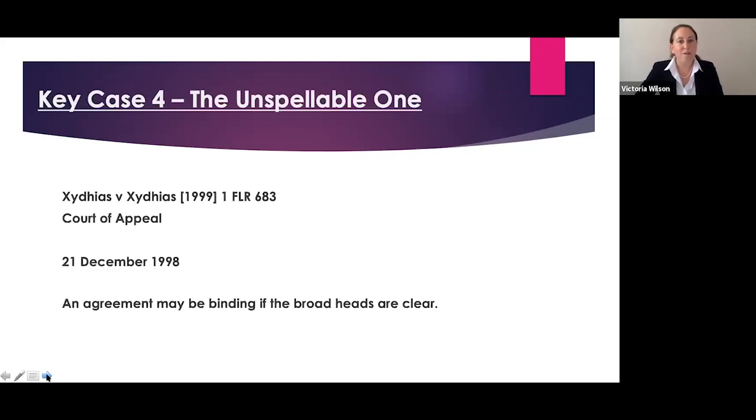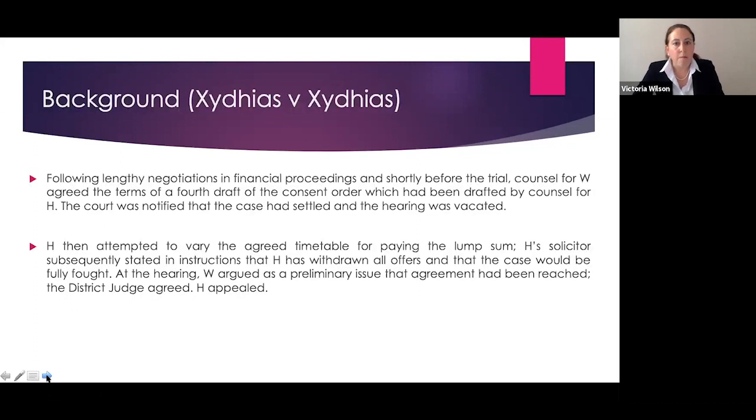If we now turn to my fourth case, this is the unspellable one. This is Zidias, and the message from Zidias is an agreement may be binding if the broad heads are clear. Now, if we look at what happened briefly in Zidias, if we go to the next slide, please, Joe, this is a case where there were lengthy negotiations going back and forth between counsel regarding the terms of a consent order. Eventually, they get to the fourth draft of the consent order, and it appears to be agreed, happy days. So they notify the court the case is settled, and the final hearing gets vacated.